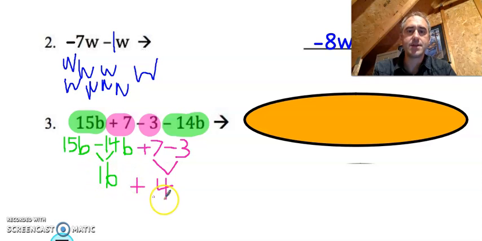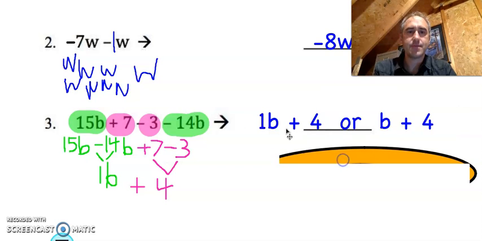Can I put b's with numbers? No. So I need to rewrite this as 1b plus 4 on my answer line. 1b plus 4. The other way I could write it is just b plus 4, because there's 1b there. I don't have to write the 1.